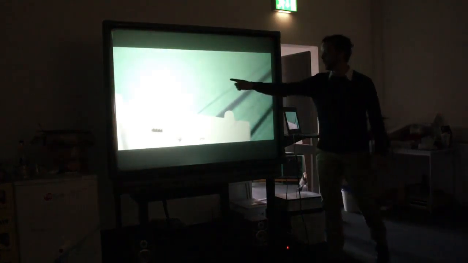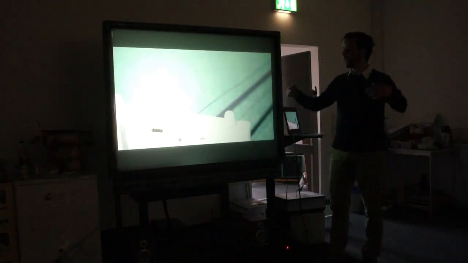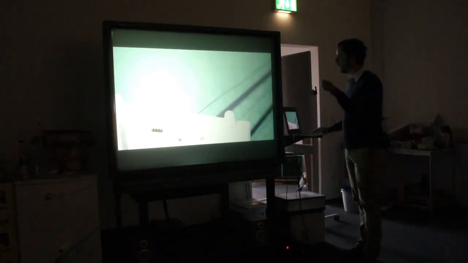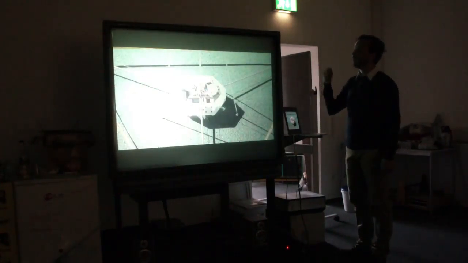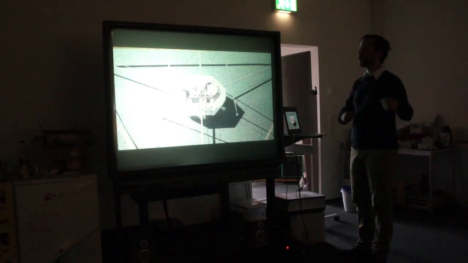So I have one of the diodes there at the corners, and I have one in the center, which is this one, and then the Arduino is basically mapping this whole thing and transforming that into linear motion.